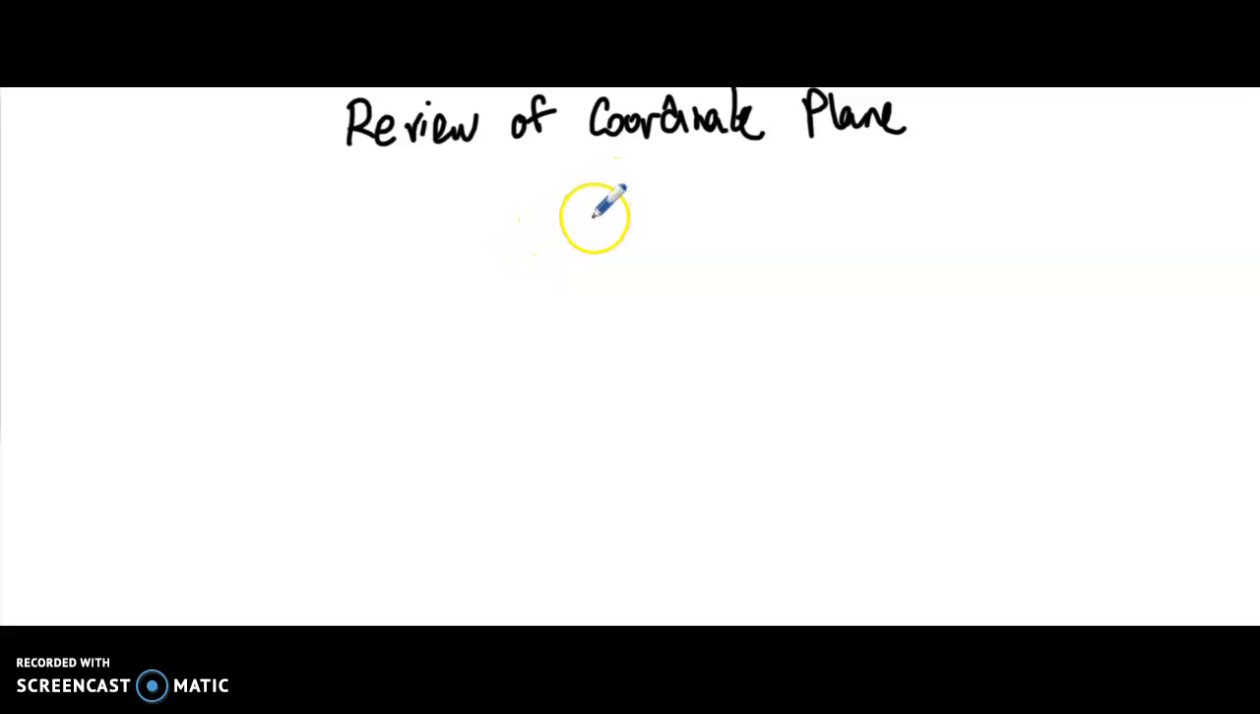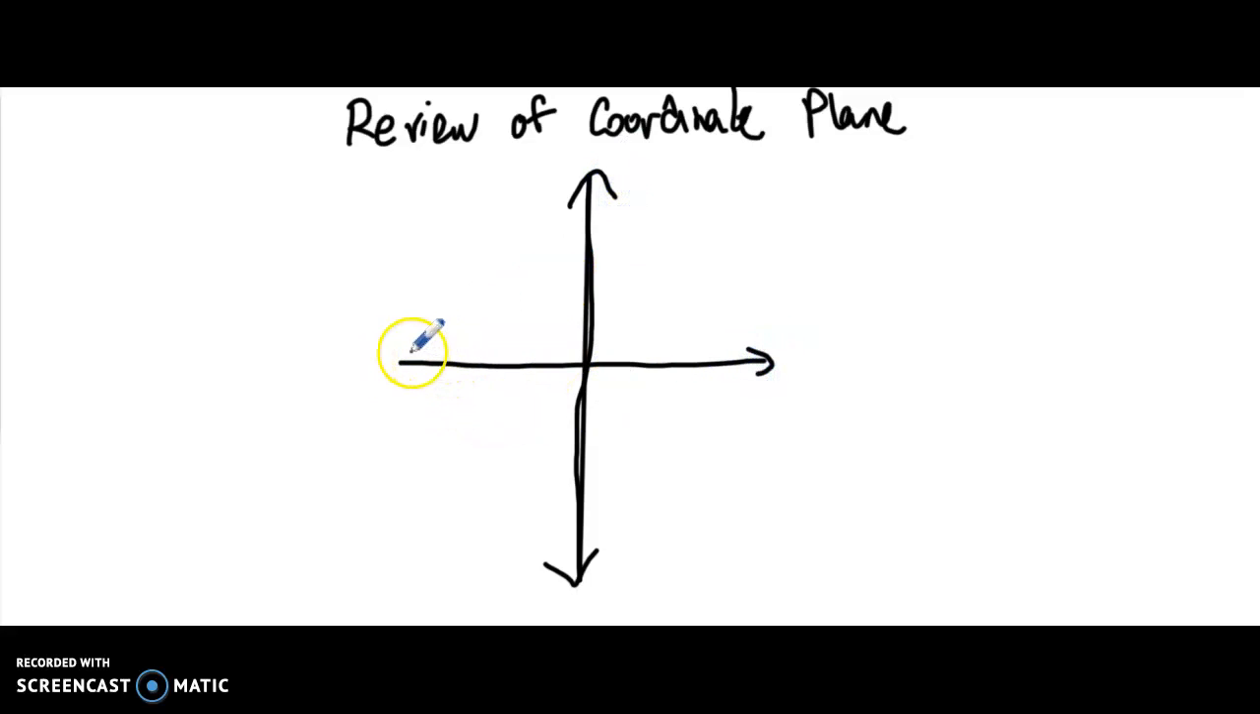Alright, in this video I wanted to review with you the coordinate plane, something we have done before, but some specific stuff that we should know before we proceed. So let me try to make a typical coordinate plane. So we have 4 quadrants.